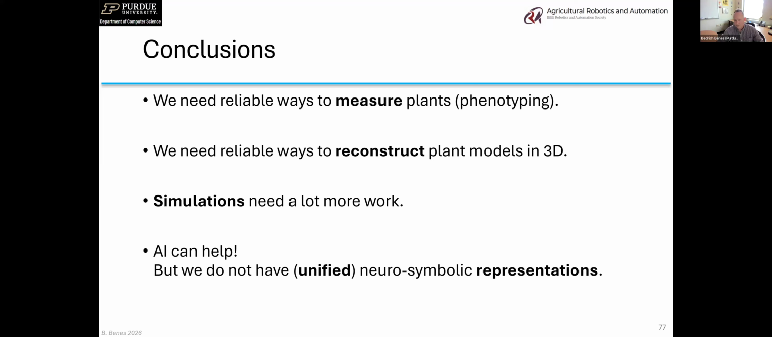There are a lot of things happening in the communication with soil, with fungi, with plant-to-plant interaction, and so on. And the three-dimensional simulations are really not there. Now, AI can help, but up to now, we do not have a unified representation of plants. There are many algorithms that work like isolated islands that simulate very similar things, but it would be really interesting to have some unified representation for everything.